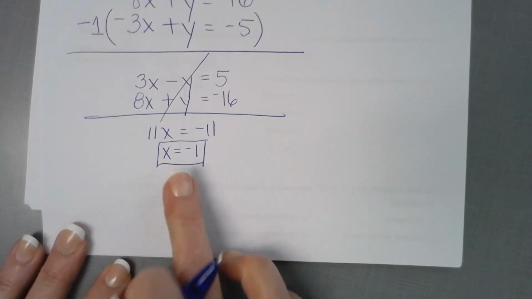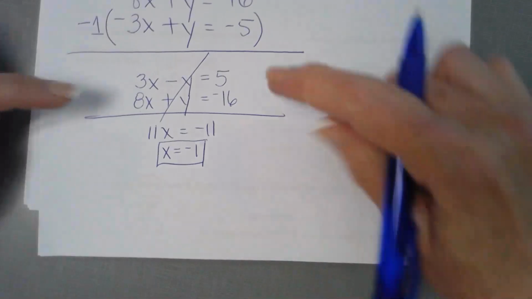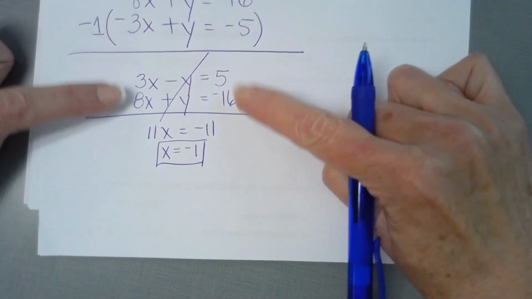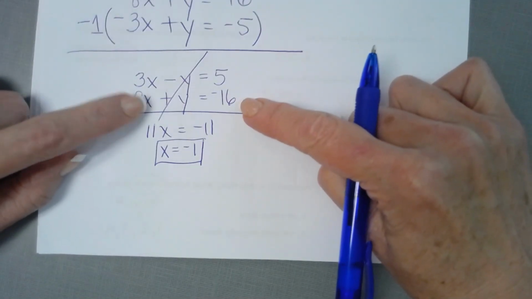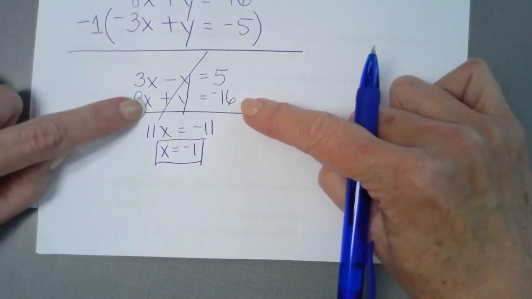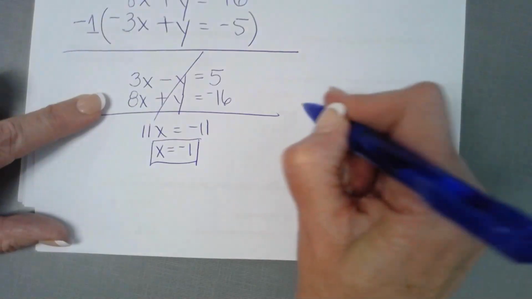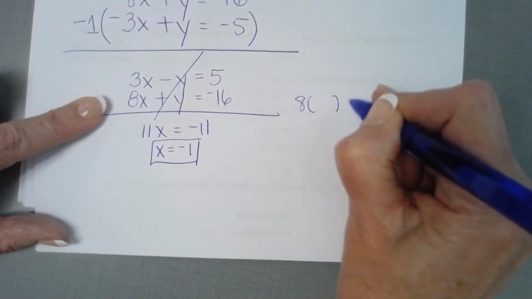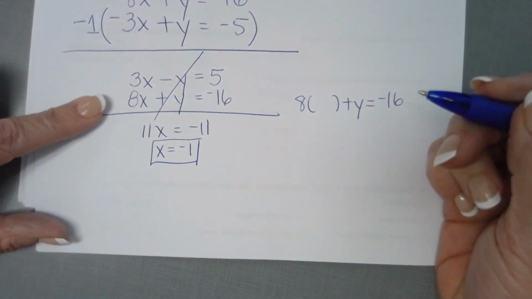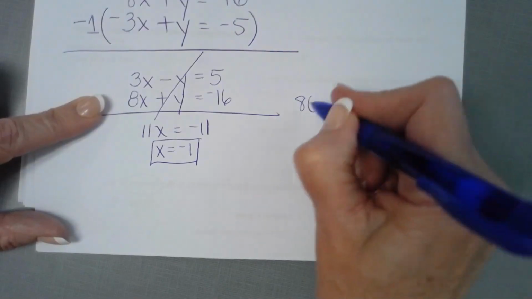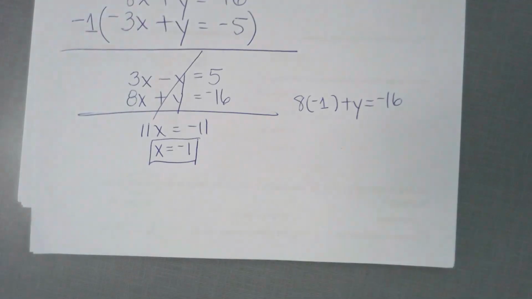I got to plug this back in. It goes in for what letter? X. So which one do y'all want to do? The top one? No, the bottom one, sorry. Okay, bottom one. So it goes where X is. 8 blank plus Y equals -16. What goes in the blank? -1. Y'all, that's multiplication. See if y'all can take it from there.